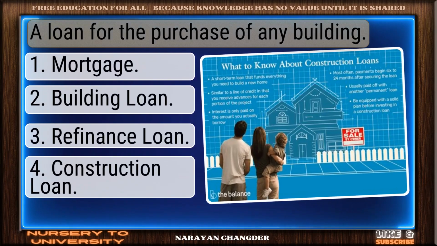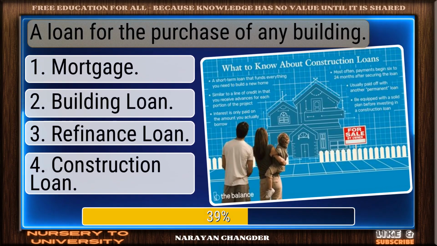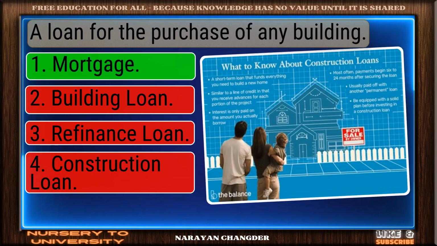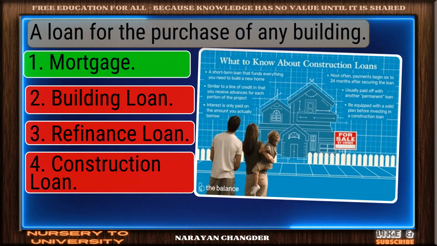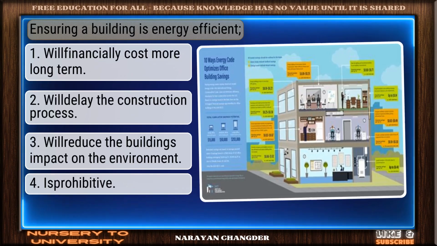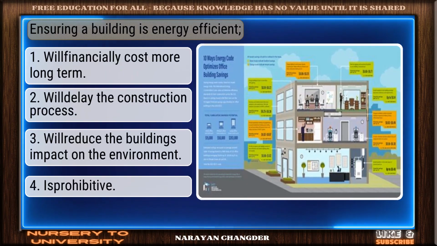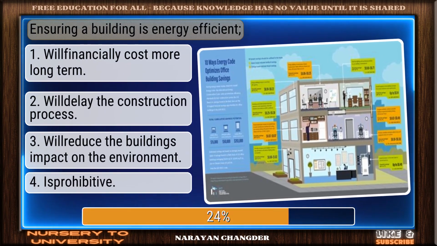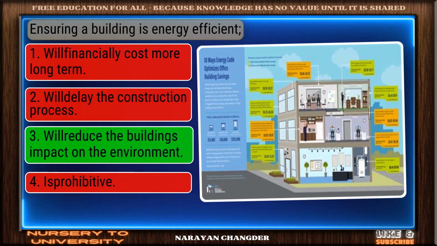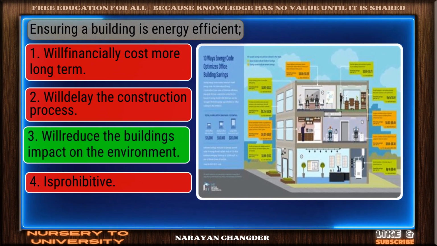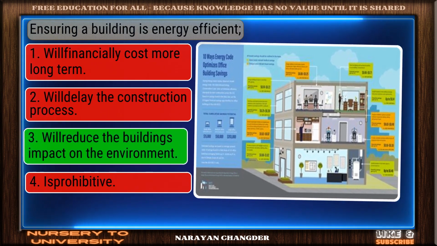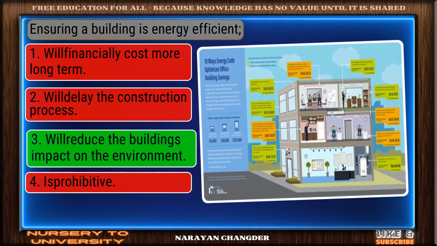A loan for the purchase of any building. Correct response. Mortgage is the most accurate answer. Ensuring a building is energy efficient. Excellent. Will reduce the building's impact on the environment is a brilliant choice.